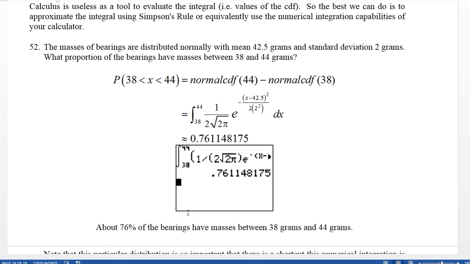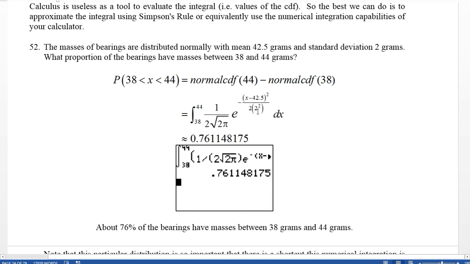Well, if we could find the value of the normal CDF, that would be normal CDF of 44 minus normal CDF of 38. Or in other words, it's the probability that X is between 38 and 44. Another way to phrase the question would be, what is the probability that if we took a bearing at random it would have a mass between 38 and 44? So, we're integrating from 38 to 44 this PDF function, where specifically sigma was 2 and mu was 42.5.